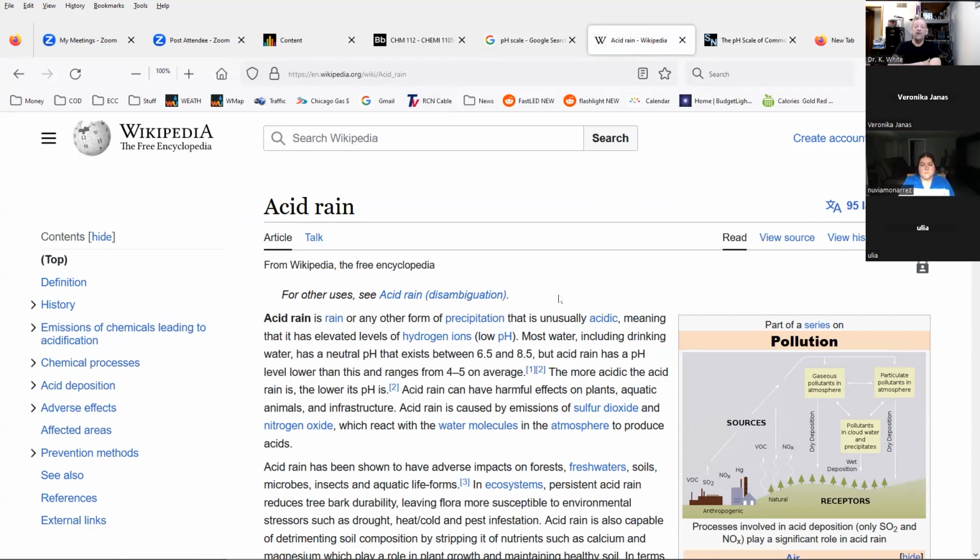The pollution from coal burning power plants in the Midwest and East. That would put into the air sulfur dioxide or sulfur nitrogen dioxide. And in water, in the clouds, that would react to make sulfuric and nitric acid, which would come down in the rain.